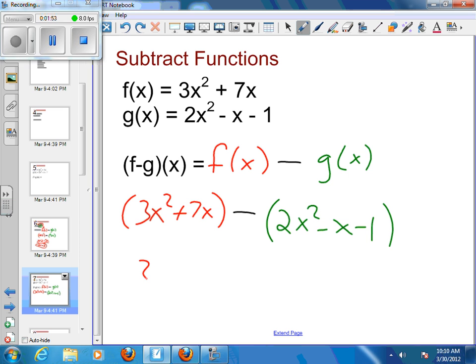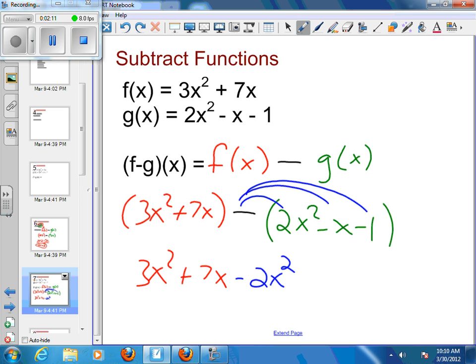So my 3x squared plus 7x, that can be just as it is, comes straight down. I don't have to do anything with my signs. But then with my next one, I have my negative sign, and I need to distribute it to all 3 terms. So I'm going to take the negative with the 2x squared, and then I take my negative times my negative x, which makes a positive x. And then I take my negative with my negative 1, which makes a positive 1. And once I've distributed my negative sign, then I am good to go and combine all my like terms.